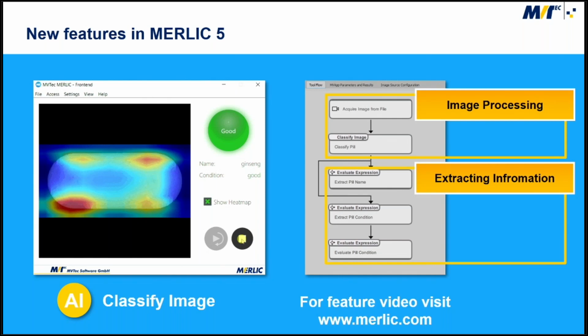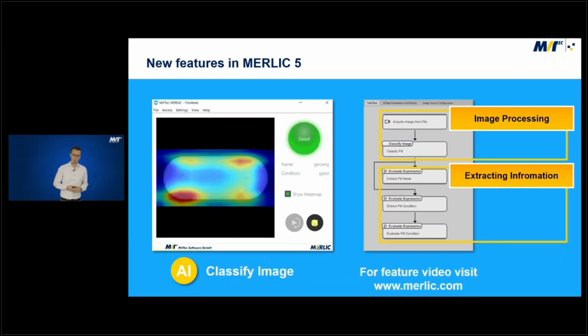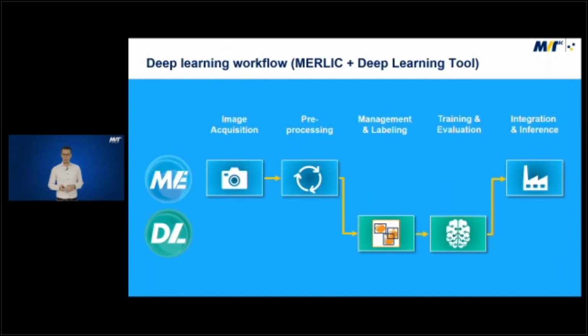So if you're now interested in classification in Merlic, please visit our website. There we have a small feature video which shows step by step how this really works. Here we have the tool flow again. What Christian already mentioned, we have the image acquisition done in Merlic, the pre-processing, because it was already aligned for the classifier. Then we choose the deep learning tool for management and labeling of the data set, train the classifier, and use it in Merlic.